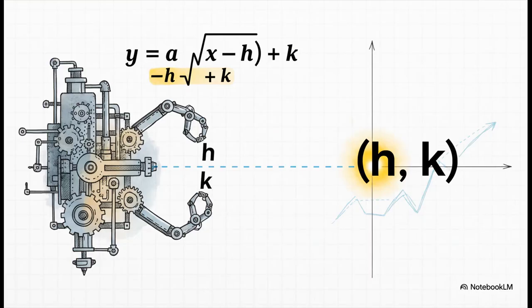Now, after looking at all those individual controls, here's the secret that ties it all together. This is the most powerful shortcut you have. The h and k values literally give you the exact coordinates of the new starting point for your graph. You just pull them right from the equation and boom, you know precisely where your new eyebrow begins.